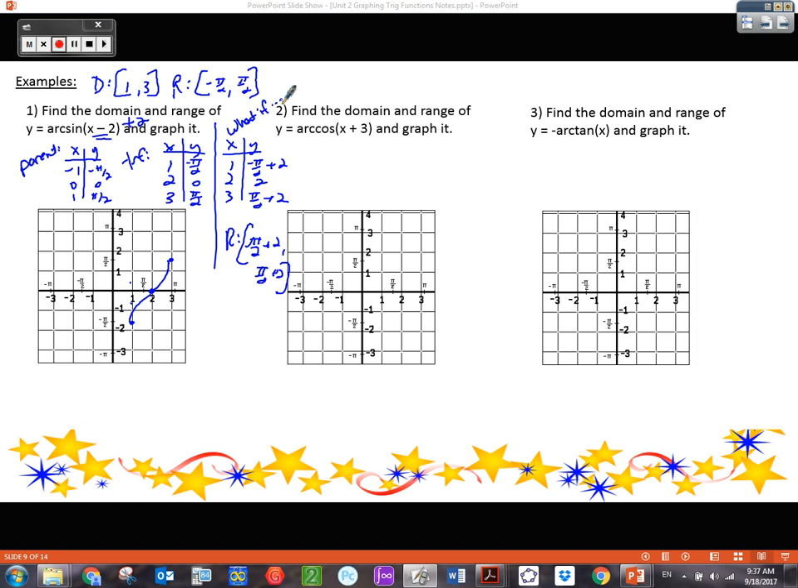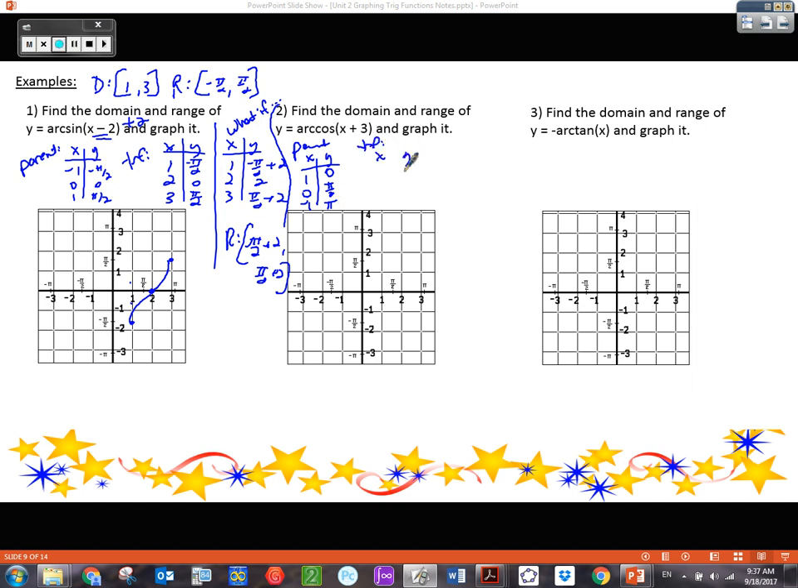All right, so now let's move on to arc cosine of x plus 3. So let's write down the parent points for arc cosine. The parent points for arc cosine are 1, 0, negative 1 for x, and 0, pi over 2, and pi for y.